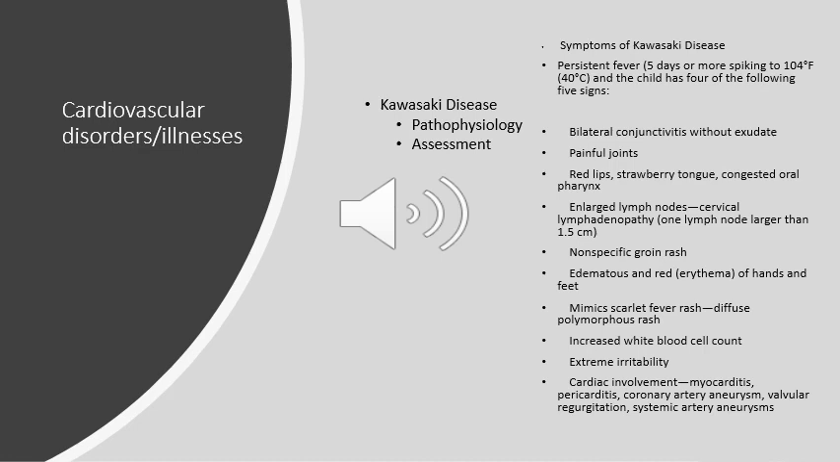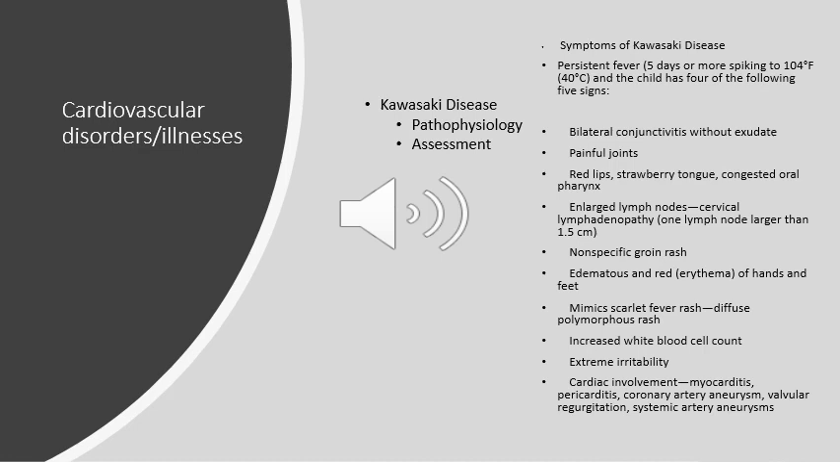Signs and symptoms that last longer than 5 days include high fever, greater than 101.3, plus a minimum of 4 of the clustered symptoms here, which starts with the bilateral conjunctivitis, painful joints, red lips, strawberry tongue. So signs and symptoms that last longer than 5 days or more, accompanied by fever and a minimum of 4 of these symptoms, is what we can use to rule in Kawasaki. So I want you to take a look real quick at these symptoms.